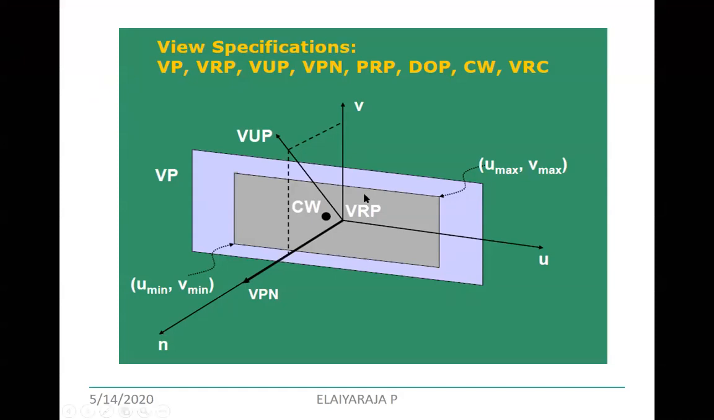View specifications with respect to the viewing plane and viewing plane reference point and viewing plane up vector, then normalized coordinator viewing plane, then projection reference point, direction of the projection, and center window point, then viewing reference coordinate.